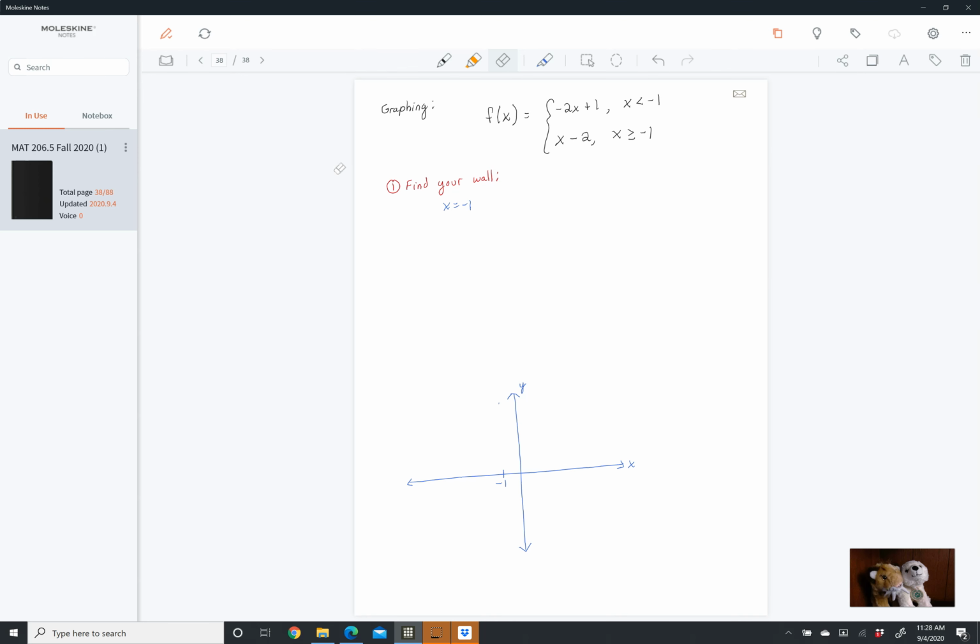Okay? And when you mark off your wall, it's invisible. You're using it to help you. So when you see a piecewise function graph, you don't actually see these lines. That's there just to help you figure out, okay, to the left of the wall, I'm doing one function. To the right of the wall, I'm doing another function. Now, both of these are linear. On each side of the wall, you're going to have a line, okay?